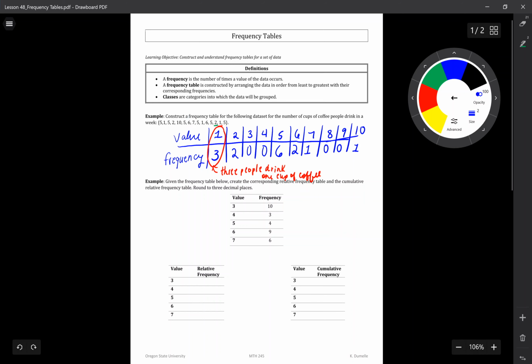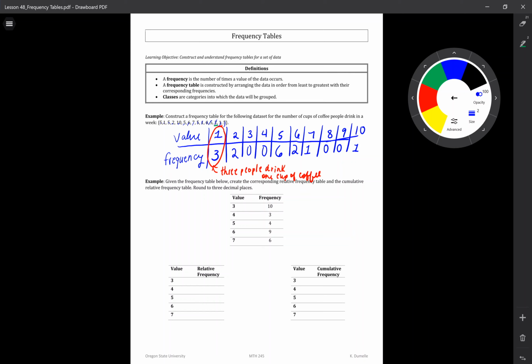And a good check is we want the number of numbers we have here to equal the sum of the frequency. So how many people did I survey here? 1, 2, 3, 4, 5, 6, 7, 8, 9, 10, 11, 12, 13, 14, 15 people. So I surveyed 15 people. That means that I want to make sure that I have 15 as the total for my frequency. And if I add all of this up, 3 plus 2 plus 6 plus 2 plus 1 plus 1, that is equal to 15. So that means that we have accounted for every single person that was surveyed.